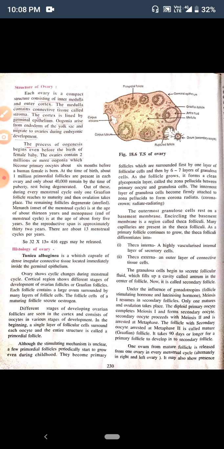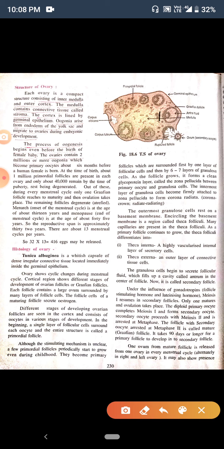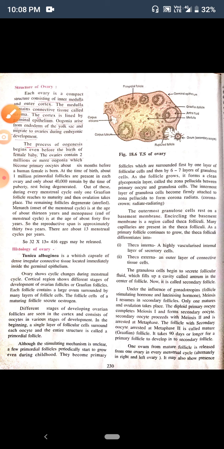Now the next, it is called as a secondary follicle. The presence of antral cavity, granulosa cells, theca interna, theca externa, zona pellucida region, and the next is the oocyte, the fully grown oocyte, and this structure is called as a secondary follicle. Now the next will be, under the influence of follicle stimulating hormone and luteinizing hormone, that together are called gonadotropin hormones, meiosis 1 resumes in the secondary follicle.